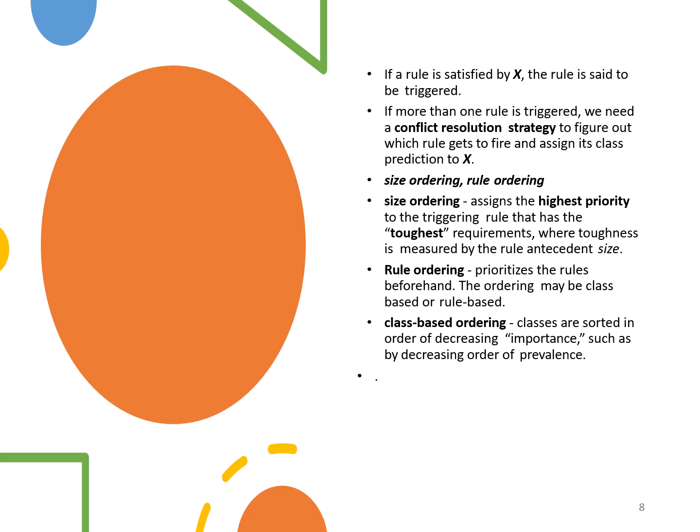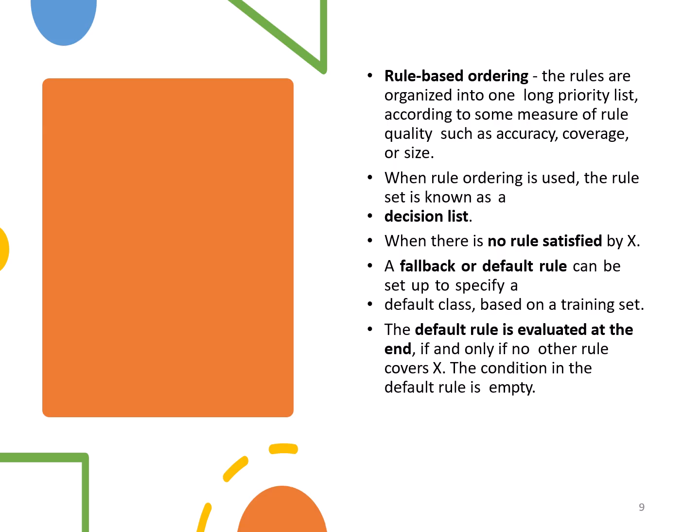Rule ordering is to prioritize the rules beforehand. The ordering may be class-based or rule-based. Class-based ordering means classes are sorted in order of decreasing importance, such as by decreasing order of prevalence. Rule-based ordering: the rules are organized into one long priority list according to some measure of rule quality, such as accuracy, coverage, or size. When rule ordering is used, the rule set is known as a decision list. When no rule is satisfied by X, a fallback or default rule can be set up to specify a default class. The default rule is evaluated at the end.